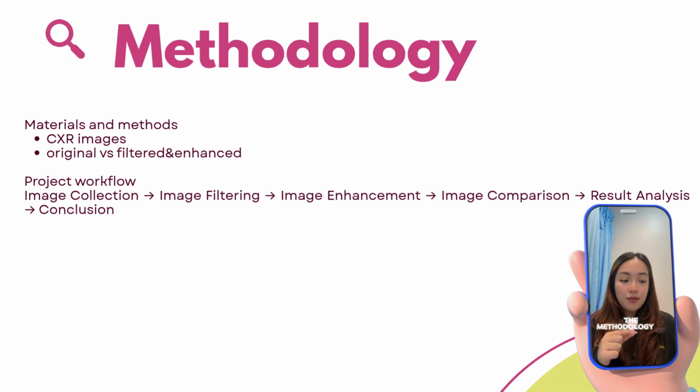The methodology of this project involved using chest radiograph images. First, the original image was collected. Next, Gaussian filtering was applied to reduce image noise. Then, CLAHE was applied to enhance image contrast, and finally, the processed image was compared with the pre-processing image to evaluate the improvement in the image quality. So, the overall workflow consists of image collection, image filtering, image enhancement, image comparison, result analysis, and conclusion.